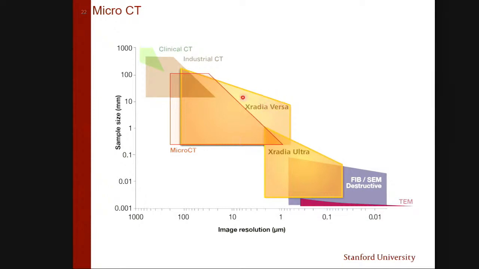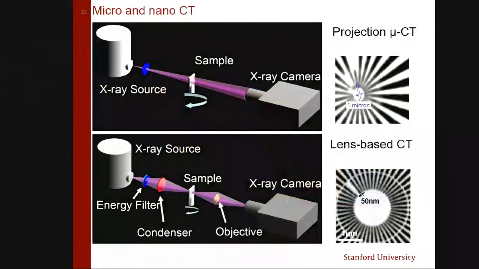X-ray Versa and X-ray Ultra, those are just names, but they stand for different instruments working using different ways to magnify the image. And those different ways are like this. One is called projection micro CT. With projection micro CT, we're having roughly 1 micron resolution, and we have a very small source, and the magnification is done by just geometrical magnification. Another instrument which goes to 50 nanometers is called lens-based.